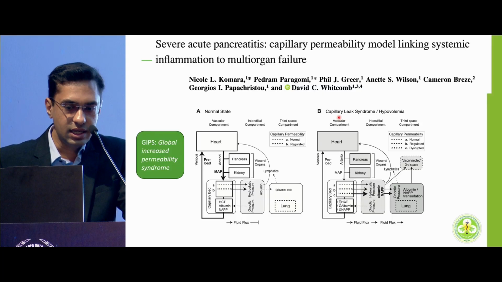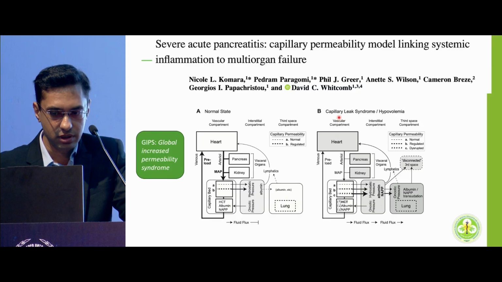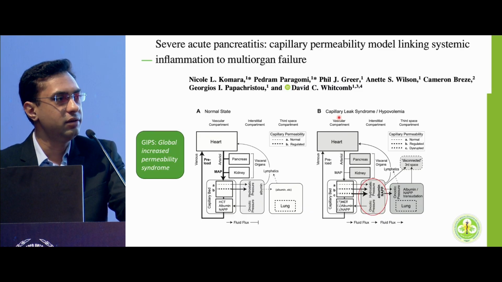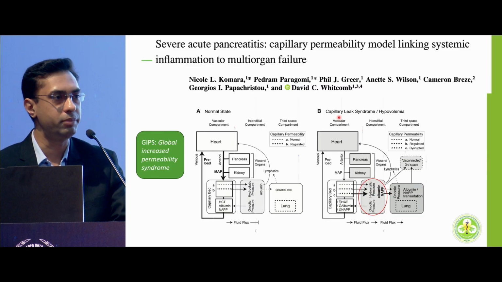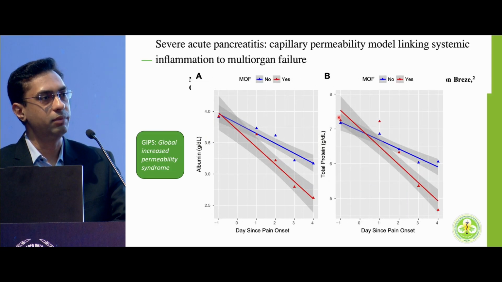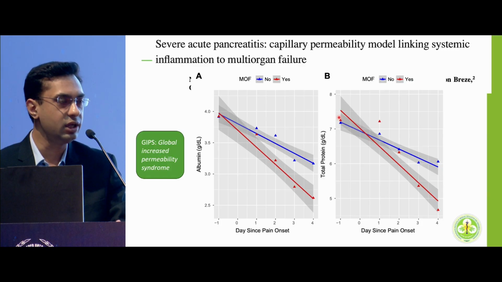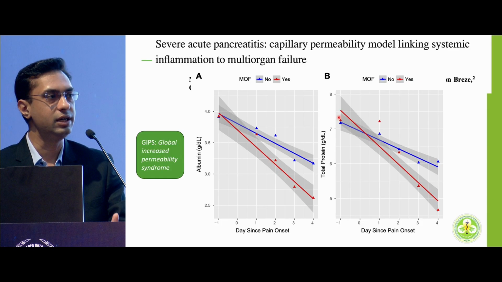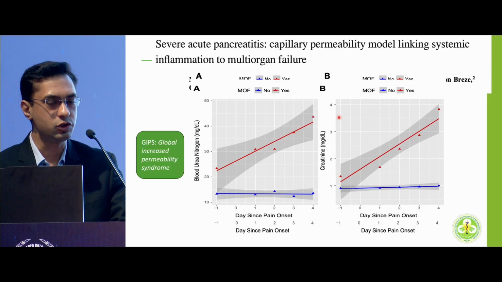So the studies have shown, even in humans, it is not just a hypothesis, that Dr. David Whitcomb's group has shown that early pancreatitis, especially in patients with multi-organ failure, is more associated with capillary leak, which is associated with a decrease in albumin as well as non-albumin plasma proteins. In patients who have multi-organ failure, there is a more drastic reduction in albumin as well as non-albumin plasma protein, and that is why there is a loss of oncotic pressure, which finally leads to a decrease in intravascular volume, and it leads to hypovolemic as well as redistributive shock.